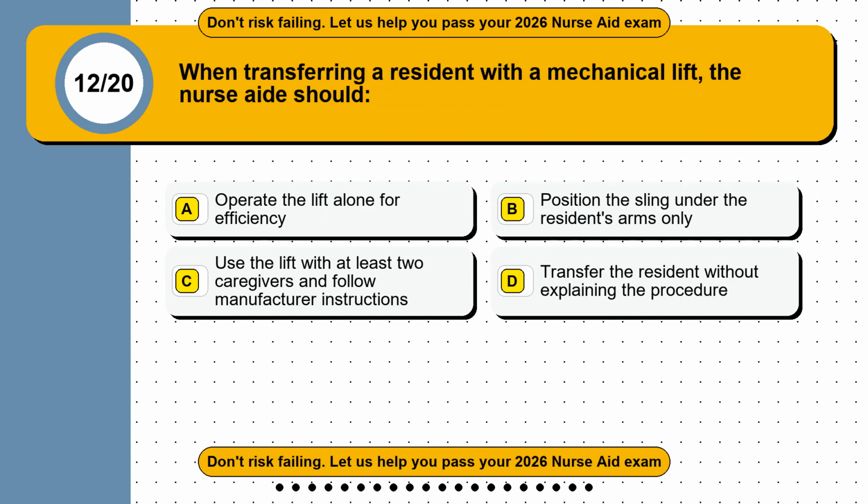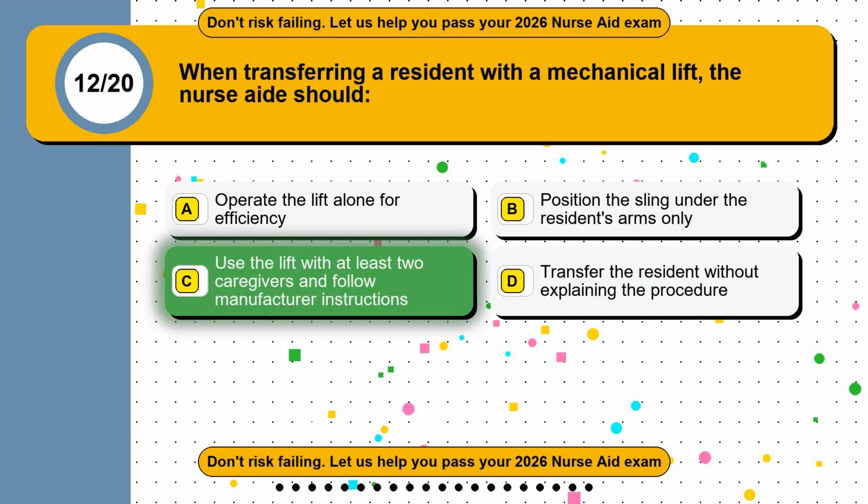Question 12. When transferring a resident with a mechanical lift, the nurse aide should: Option A, operate the lift alone for efficiency. Option B, position the sling under the resident's arms only. Option C, use the lift with at least 2 caregivers and follow manufacturer instructions. Option D, transfer the resident without explaining the procedure. The correct answer is option C. Use the lift with at least 2 caregivers and follow manufacturer instructions.